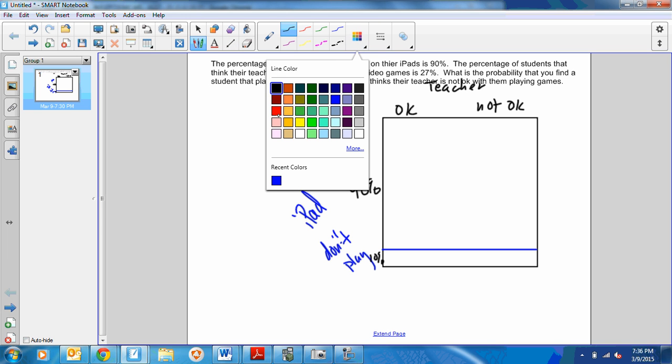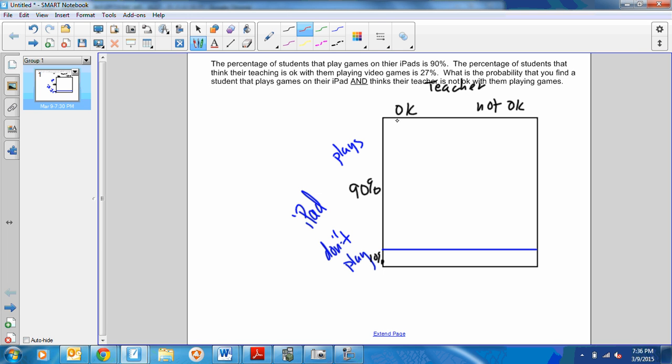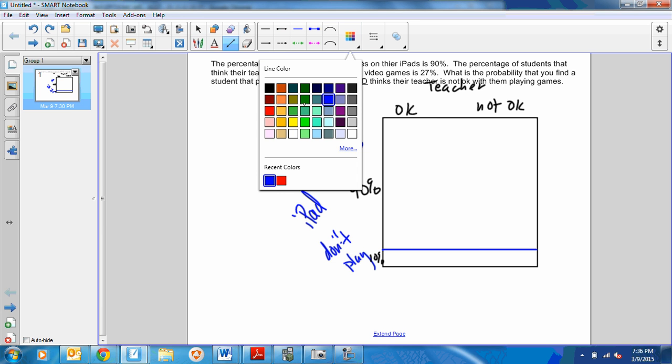Now, it's not as obvious as 90-10, but 27%, I would say, is not a very big range, almost a third of the way over here. Only about 30% are okay with it.